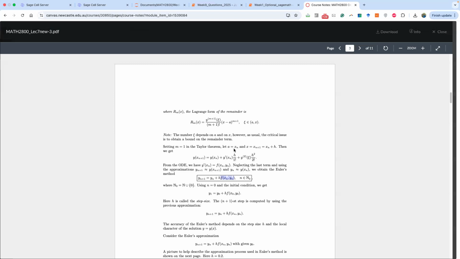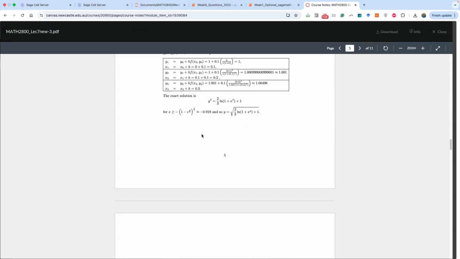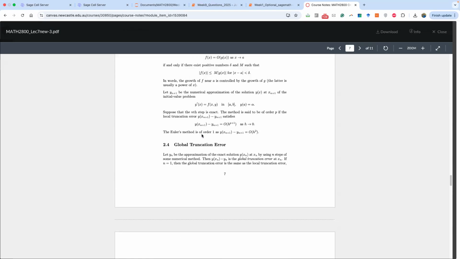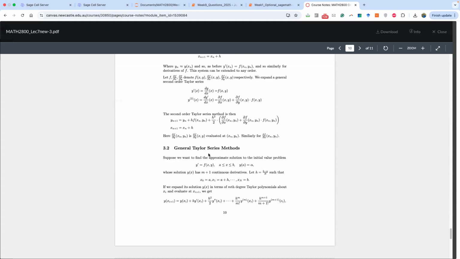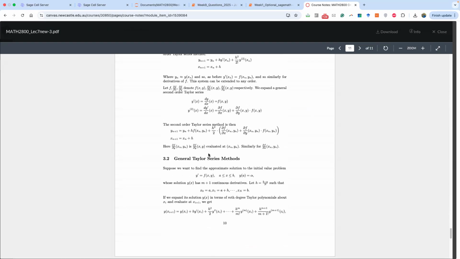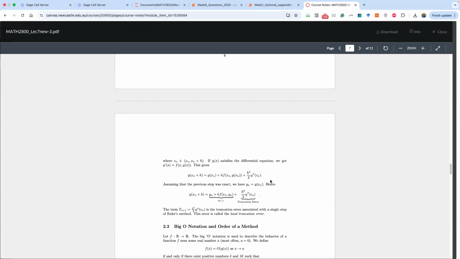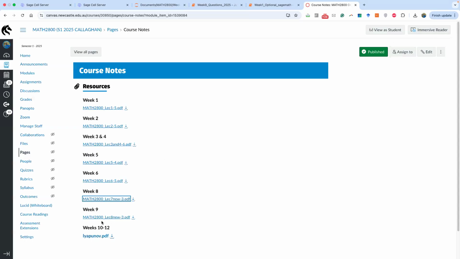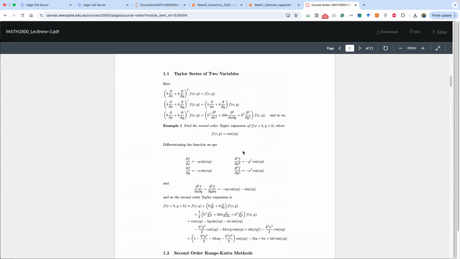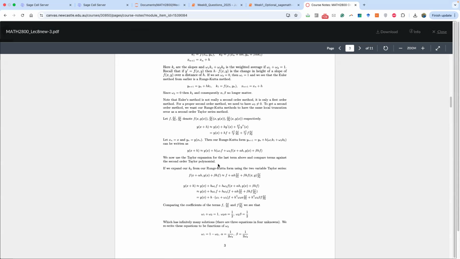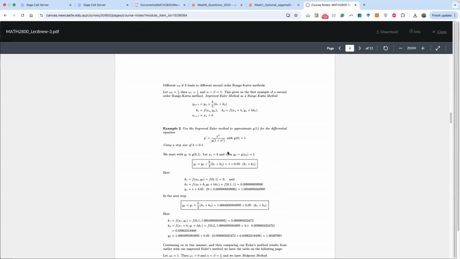So this is implicit Euler method. How about Runge-Kutta? Okay, so Runge-Kutta, I couldn't find it here. Can I try the other one? Okay, so Runge-Kutta is here. So we should actually have K1 and K2 somewhere.